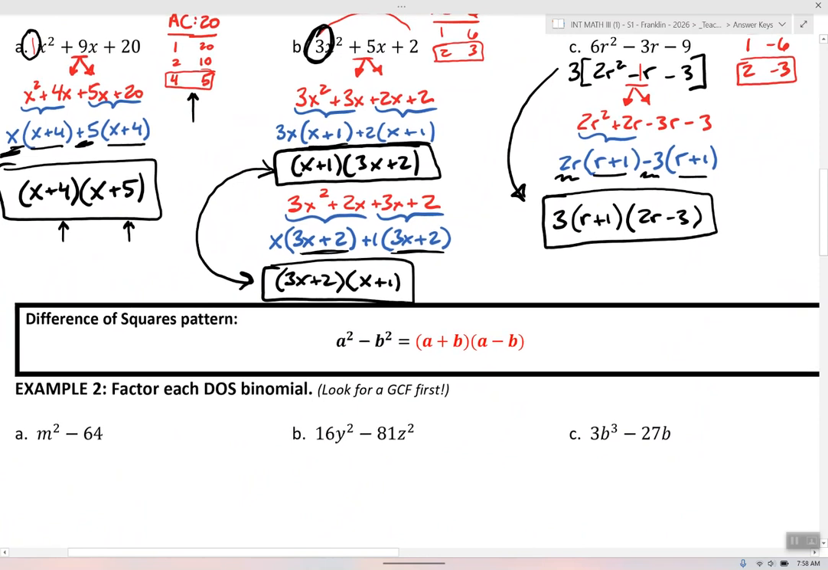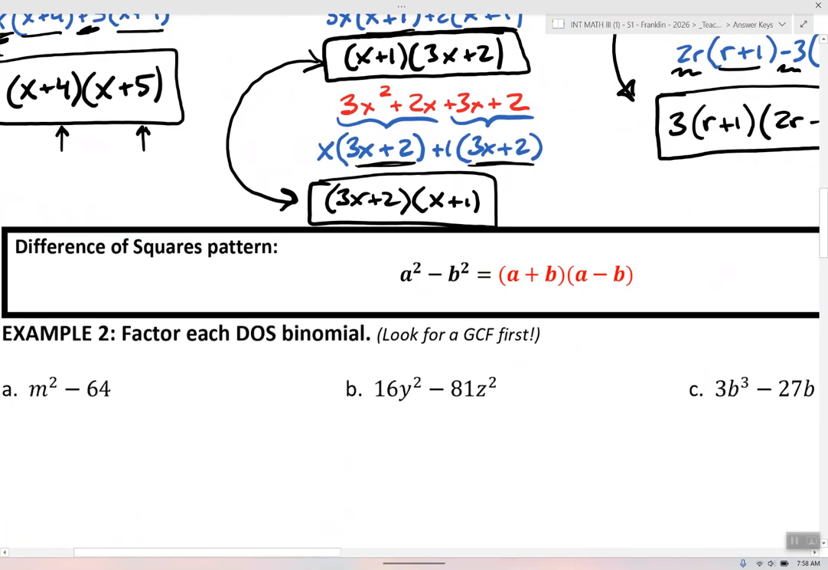Now let's talk about the difference of squares pattern. So this is where, if you have a binomial, which is a perfect square minus another perfect square, a squared minus b squared, the factored form is always going to be the square roots of those perfect squares, a plus b and a minus b. And this is because when you multiply this back through, we get a negative ab and a positive ab that cancel each other out for that middle term. So the difference of squares pattern becomes relatively easy. Basically, you have a b value of 0.